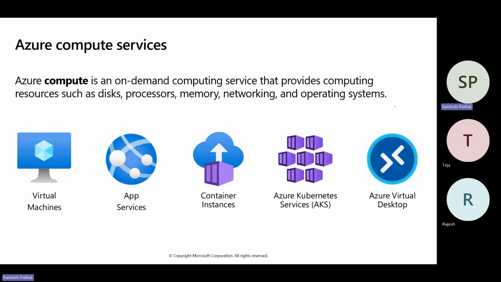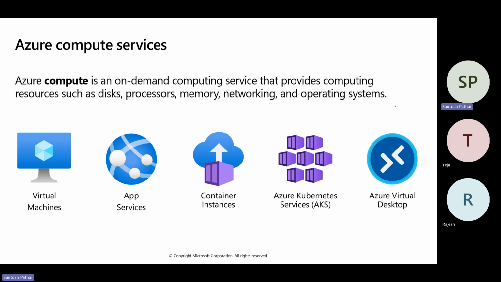Under Azure Compute Services, we have on-demand computing services like disk, processors, memory, networking, operating system, etc. And these can all be accessed via different categories. You can't access a separate memory without any category. Memory can be consumed by container instances, your Azure Virtual Desktop, your virtual machines, etc. So we have categories defined for these services.